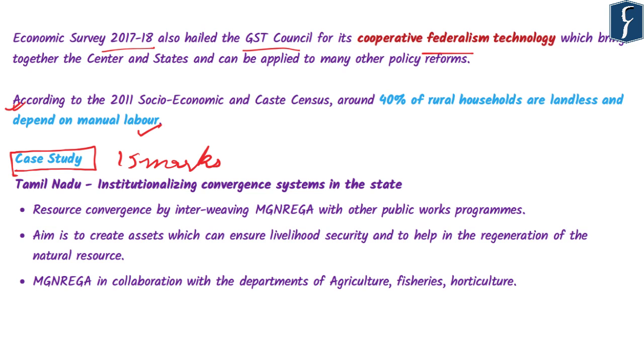For example, today we saw a case of how Tamil Nadu has transformed MGNREGA and institutionalized a convergence system in the state by integrating MGNREGA with other public works. The idea is to ensure both livelihood security for the vulnerable section and to help in regeneration of natural resources. This could be used for agriculture, for disaster management and in a plethora of areas. The state is doing this by collaboration of MGNREGA under the Ministry of Rural Development and departments like agriculture, fisheries, horticulture. This case that I have written here for you is well within 50 words.